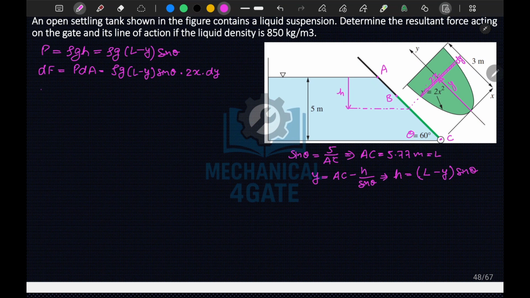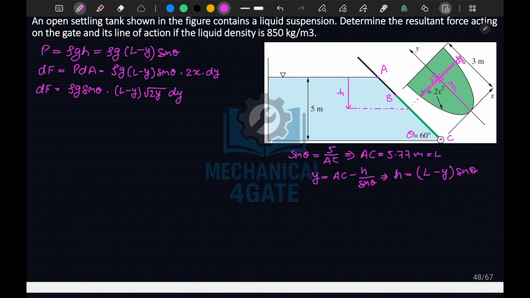So your dF can be written as dF is equal to rho g sine theta into L minus y times 2x. 2x is equal to root 2y, times dy. Because we can write here x is equal to root y by root 2, so this will become root 2y.